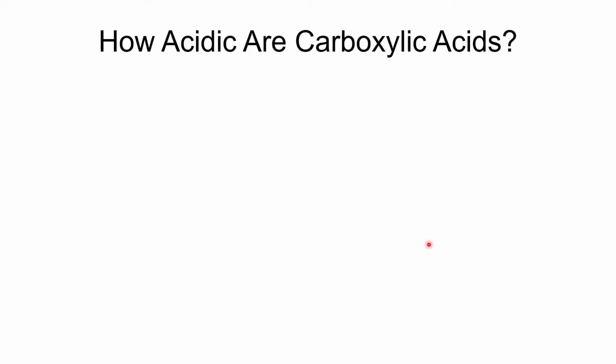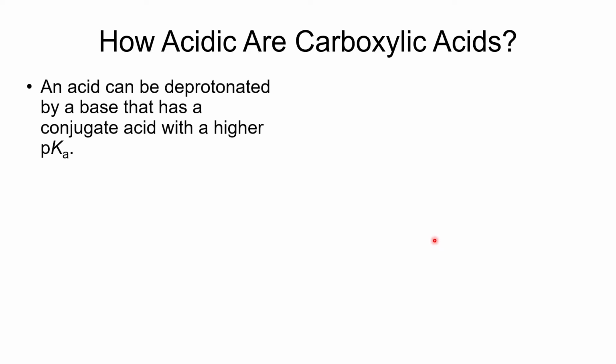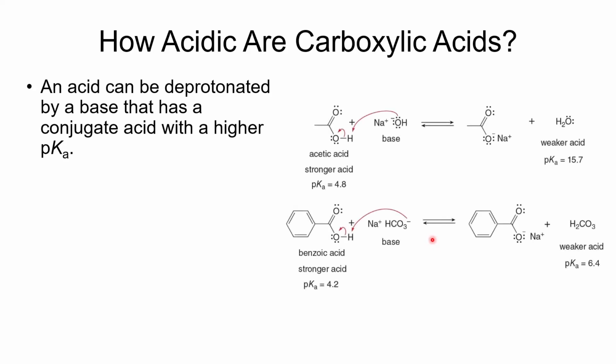So how acidic are these carboxylic acids? Well, the way that we measure how acidic something is, we look at the pKa. Remember, the lower the pKa, the more acidic. I'm going to say that again. The lower the pKa, the more acidic. So here we've got an example. Acetic acid has a pKa of 4.8.